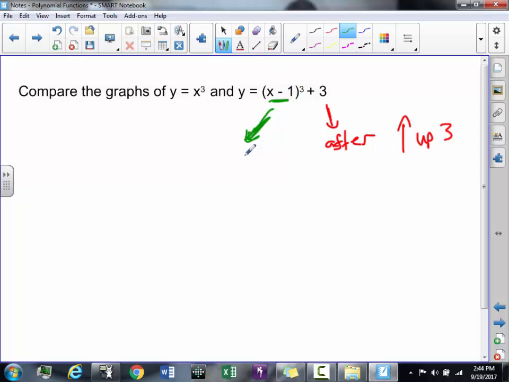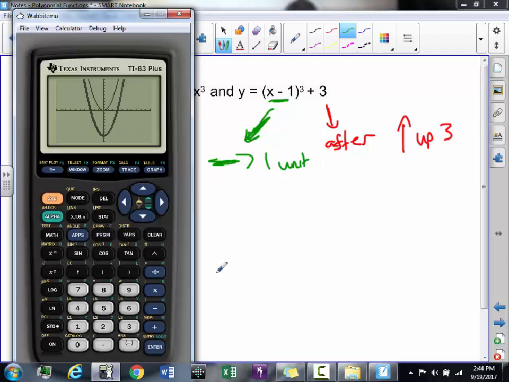So the positive direction would be to go this way 1 unit. It seems kind of backwards, but just think of how factoring and roots are opposite of each other. And so now I'll just prove it to you. Let's see whether our intuition makes sense.